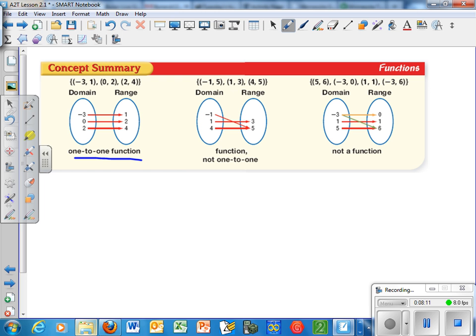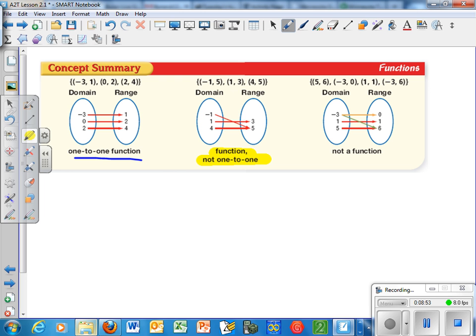What's the difference between the first and the second one here? Look at the middle one: -1, 5; 1, 3; and 4, 5. Notice it's a function, because we don't have 2 arrows coming off a domain value. But as you notice, -1 gets mapped to 5 and 4 gets mapped to 5. So we say that's a function, but it's not one-to-one because both -1 and 4 are going to 5. It's not a one-to-one function like the first one, where we didn't have 2 arrows coming to the same y value or range value.